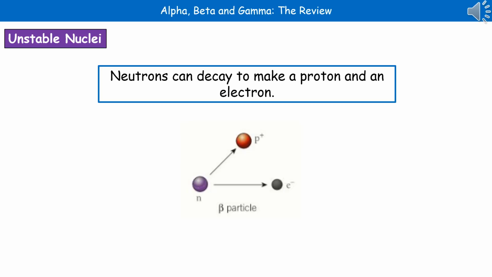One thing that we should remember at this point is that neutrons can undergo the process of decay to make a proton and an electron, as you can see in the diagram.